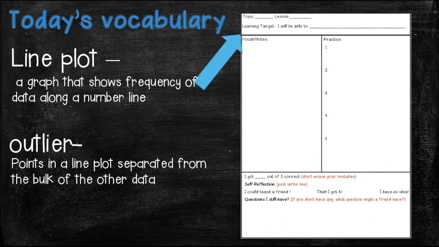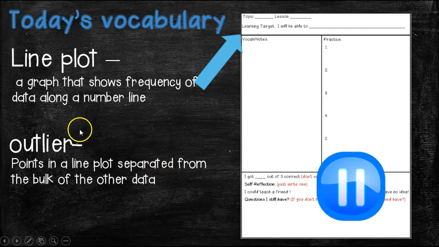We have two vocabulary words today. Our first one is line plot. A line plot is a graph that shows frequency of data along a number line. And then outlier, those are points in a line plot separated from the bulk of the other data. I'll show you more what this is coming up. But go ahead and pause the video and make sure you write these two words and their definitions down under vocabulary.